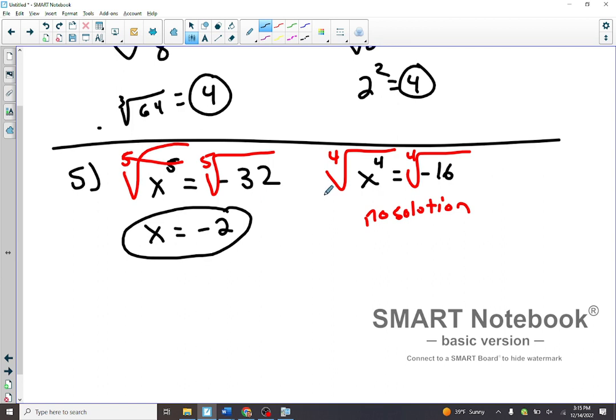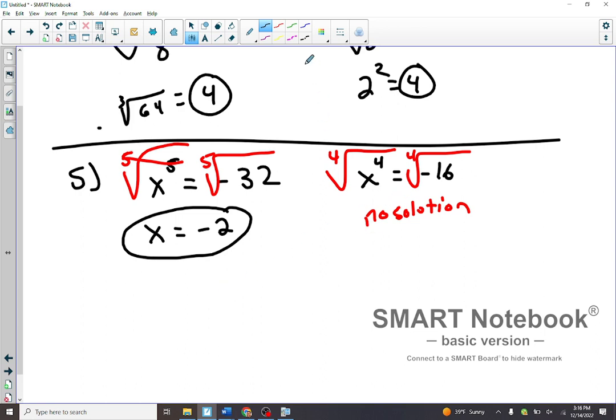But if you were to use an odd root, after 3 times or 5 times or 7 times, that would work. You have to ask yourself, what number multiplied by itself 5 times gives you -32? Do the math out, and you'll see.